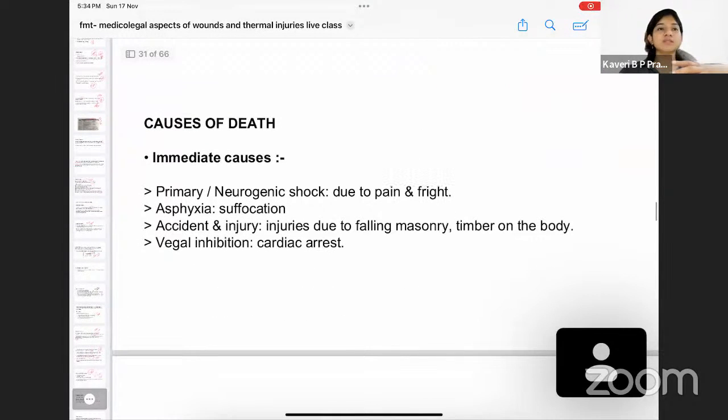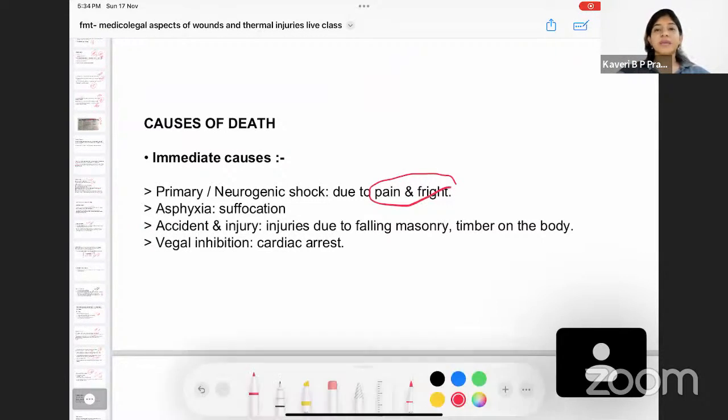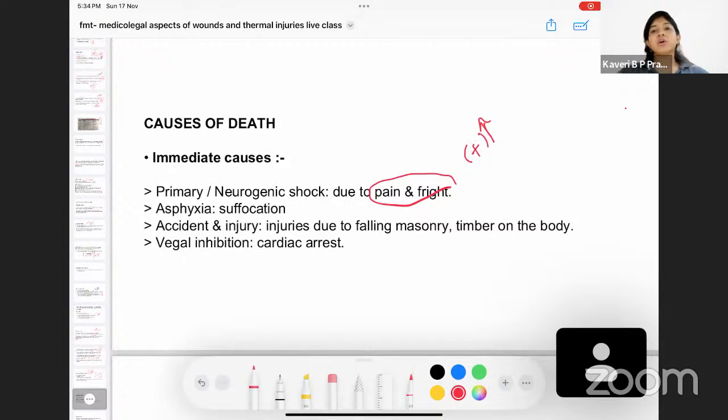Now, what are the causes of death in case of burn? There are immediate causes. He is going to be in a lot of fright and pain. Because of this fright and pain, there is going to be activation of the sympathetic system. Whenever there is activation of the sympathetic system, the person might go into a neurogenic shock. That is one of the immediate causes of death.